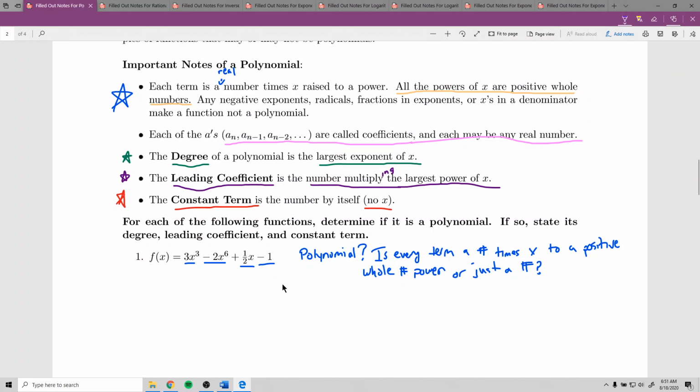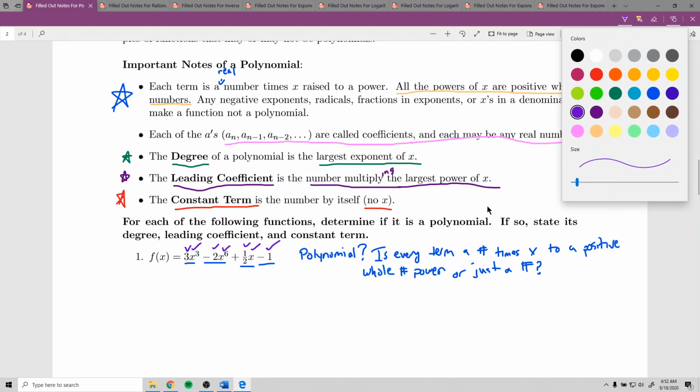And you get pretty quick at this. This is yes because you pay attention to the powers of x mostly. All the powers are good: x cubed, x to the 6th, x to the 1. They're all positive whole numbers. They're all being multiplied by just numbers: 3, -2, and 1/2. It doesn't matter if these are fractions or whole numbers, positive or negative. Doesn't matter for the numbers, just the powers of x. And then the last thing here, -1, is just a number. So this is a polynomial.